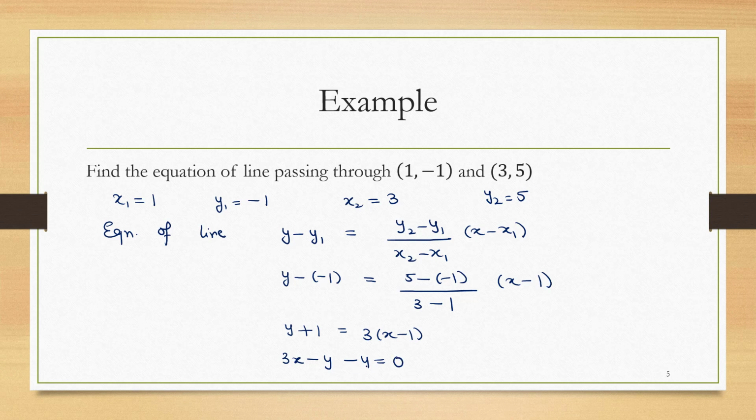Again, we can verify our solution by putting these points. If we put x equal to 1 and y equal to minus 1, we get 3 plus 1, 4 minus 4 is 0, correct? If we put x equal to 3 and y equal to 5, we get 9 minus 9 equal to 0, correct? So this answer is correct.